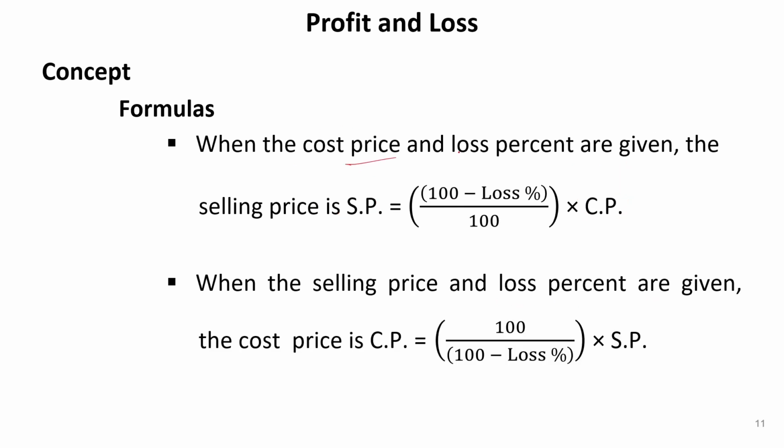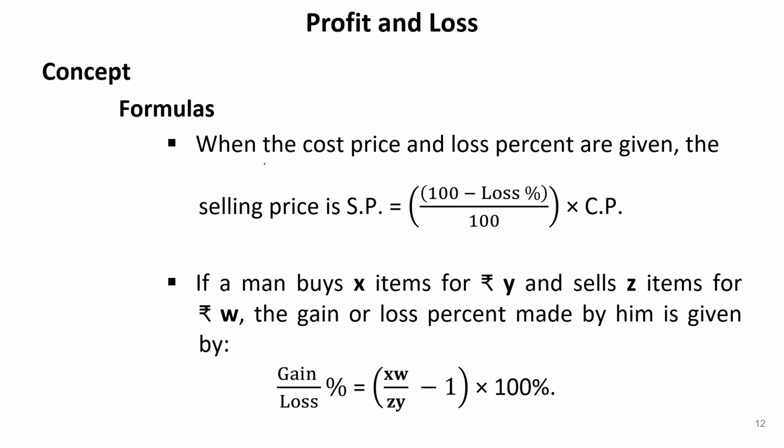Okay, so when the cost price and loss percentage are given, the selling price SP is equal to (100 minus loss percentage) by 100 into CP. Okay. So when the selling price and loss percentage are given, the cost price will be calculated as 100 by (100 minus loss) into SP. Okay, in the numerator, it is multiplied with selling price. Okay. So let's see the next formula.